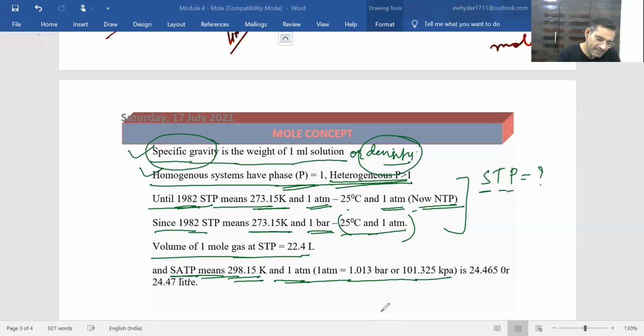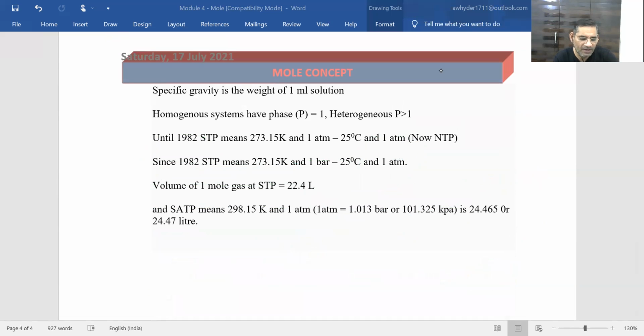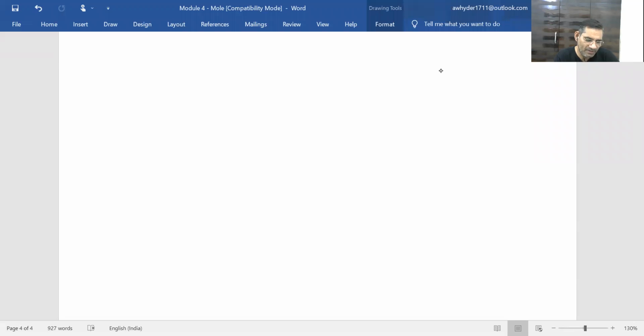And at SATP, 1 mole of gas will be 24.465 or 24.47 liter. So what you wrote there, 22.4 liter, that is at STP. But if it is SATP, then the volume of one mole will be 24.47 liter. So we should remember all this data.